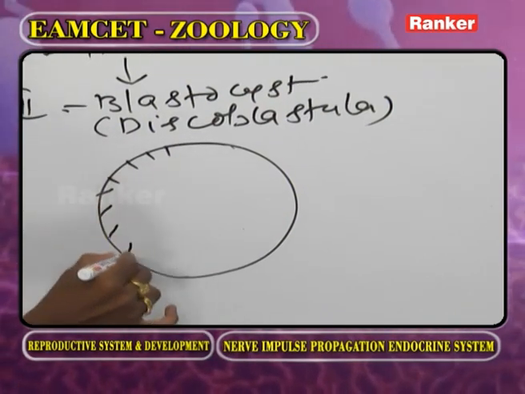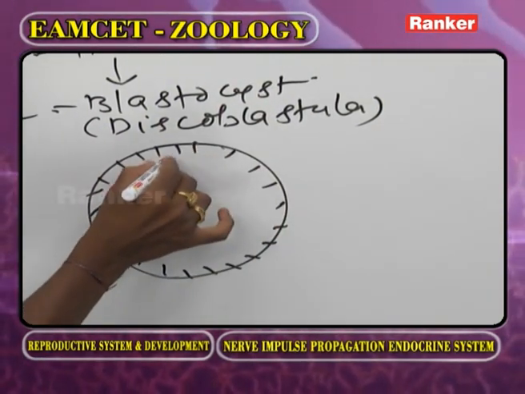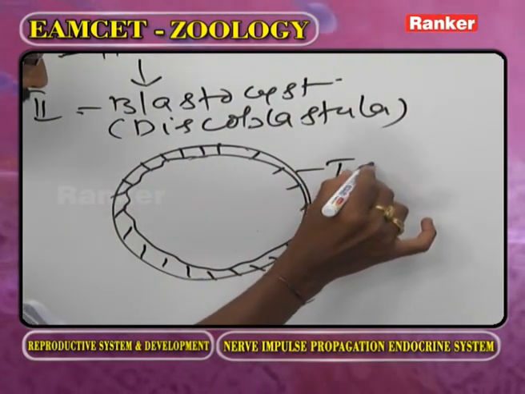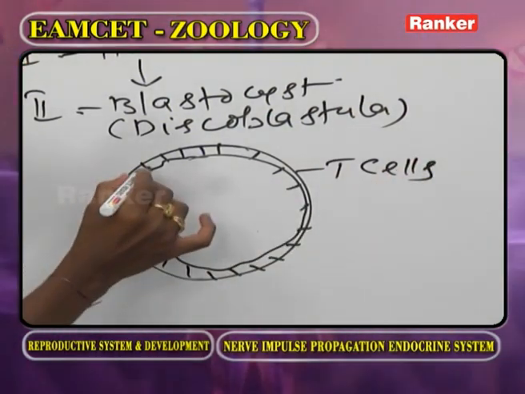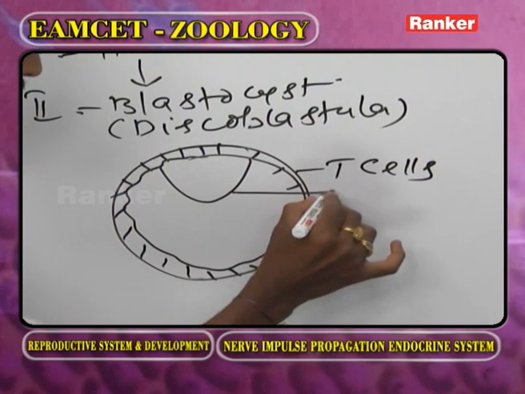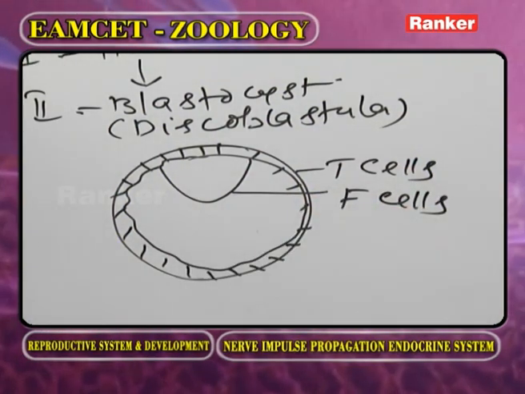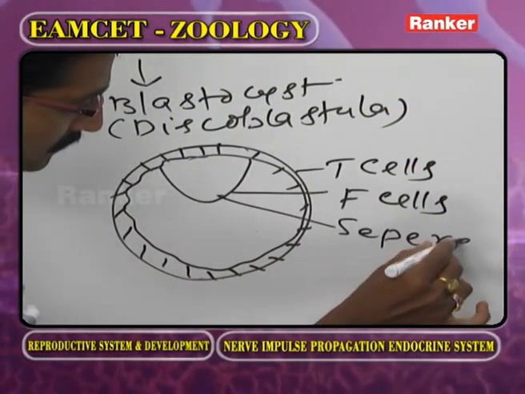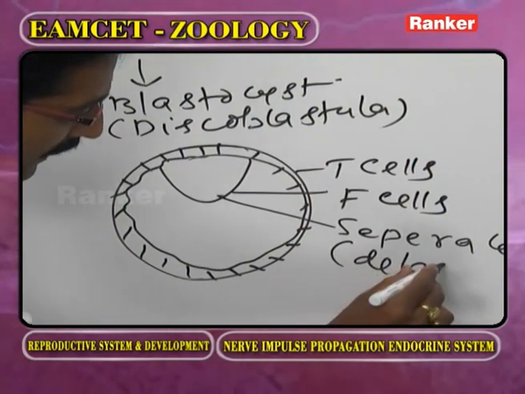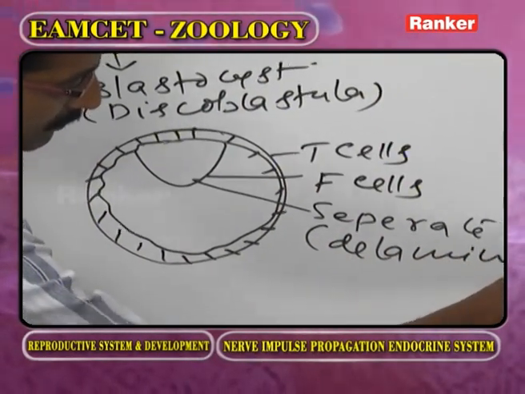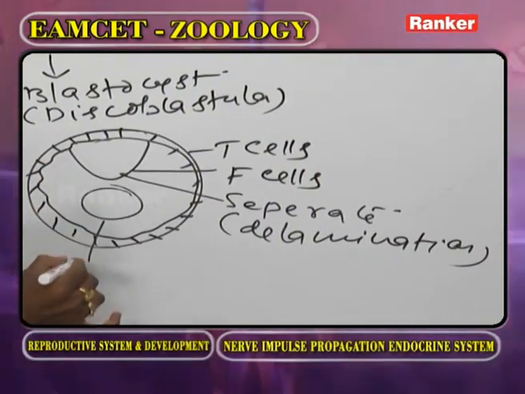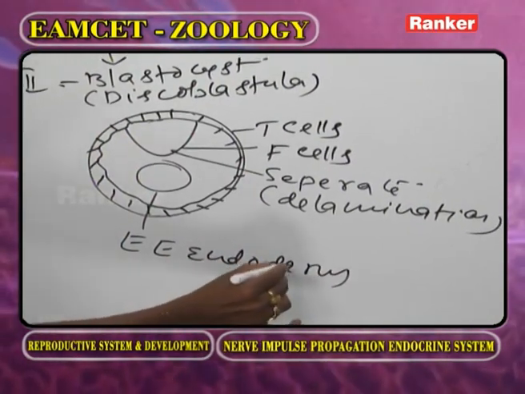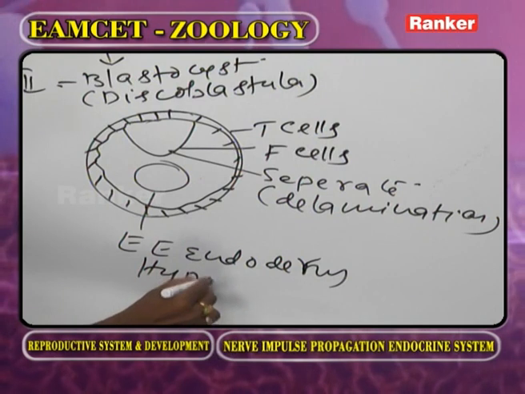Now in the discoblastula stage, these are called the trophoblast cells. Students, this is the short word, trophoblast cells, and this one we call the formative cells. Now, from the formative cells, some cells separate. That process we call delamination. Because of the delamination, we are getting extra embryonic endoderm. That we call the hypoblast.